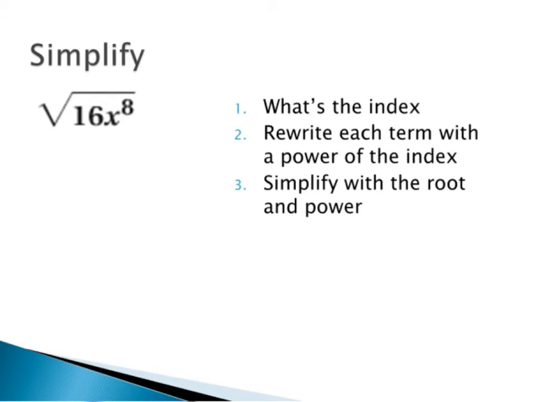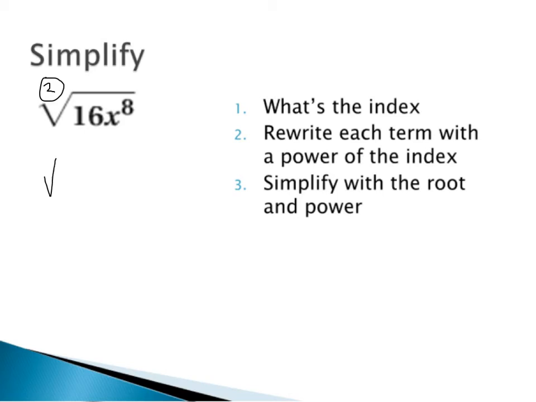I am going to be going over 3 different ways that you can simplify a radical. Make sure to watch all 3, or if you know there's a way that you prefer, you should write down the steps in order to solve it. So the first one, just simplifying. What's the index? If no index is shown, like here, that means that it has an index of 2. So I'm looking for 2. Next step, rewrite each term with the power of the index.